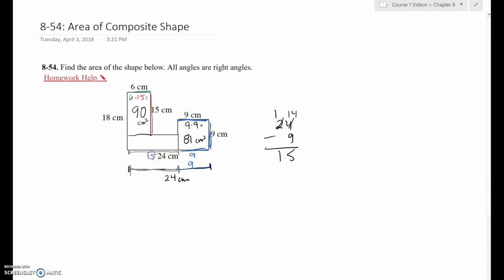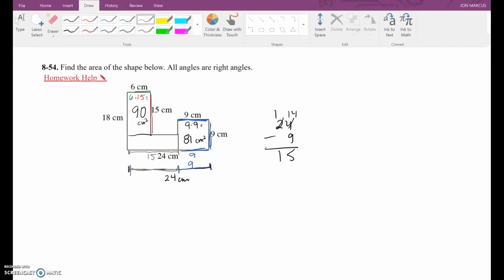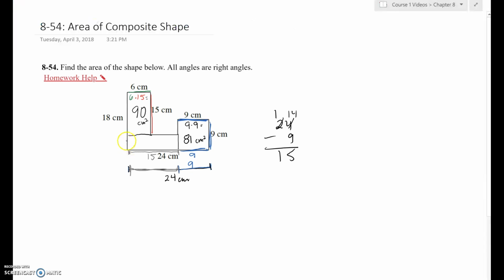All right, so this piece is 15. Right here is 15. And now we just need to figure out, well, what is this? What is this piece? What is that piece there? We know that this is 15. And in total, from here to here is 18. So 15 plus 3 is 18. This is a 15. Here's 15. Red and red. So 15 plus 3 is 18. So this rectangle is a 3 by 15. 3 times 15 is 45 centimeters squared.